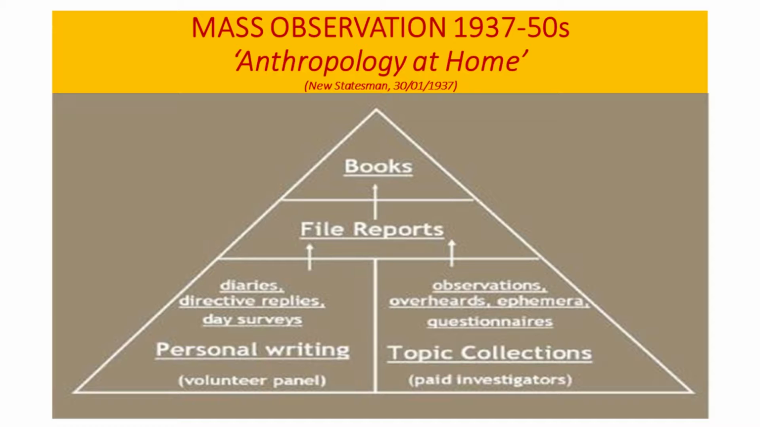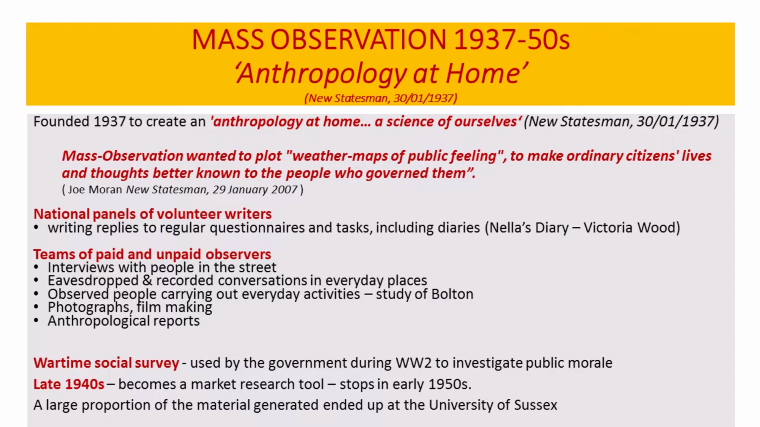So the first mass observation collection was launched in 1937, and the people that launched it wanted to create an anthropology at home, or a science of ourselves. In the New Statesman, Joe Moran, talking 70 years or so later, said that mass observation wanted to plot weather maps of public feeling, to make ordinary citizens' lives and thoughts better known to the people who governed them.